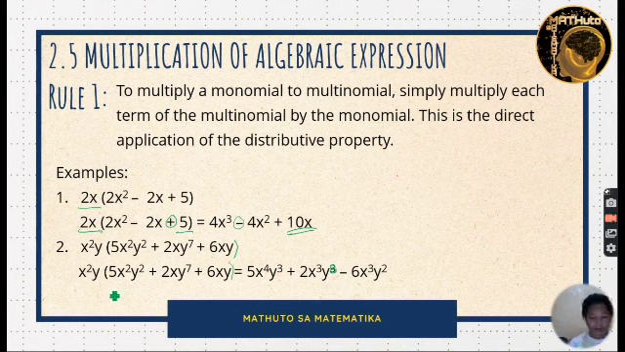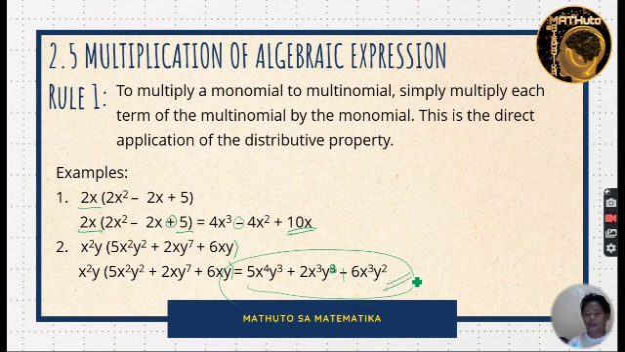Next po, x squared y times 6xy, we have 6. So, it should be positive. 6x cubed y squared po. So, ito na po yung ating product. 5x to the 4th power, y cubed, plus 2x cubed, y to the 8th power, plus 6x cubed, y squared. Okay po?